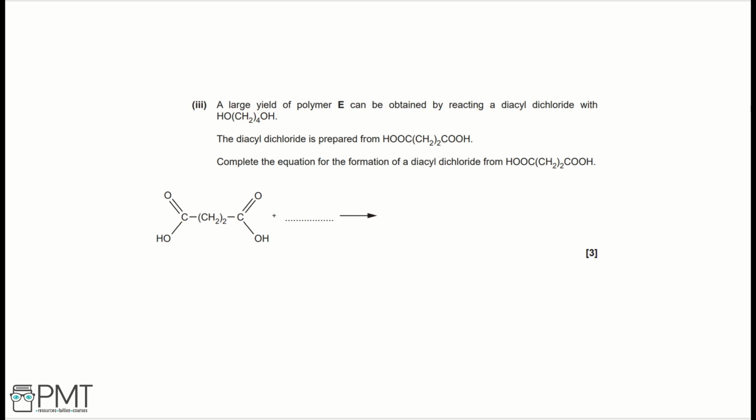So the reagent that you need from going from a carboxylic acid to an acyl chloride is SOCl2. And because we're making a diacyl dichloride, that means we need 2 of these. So an acyl chloride has a double bond carbon and then a Cl. So what happens when you go from a carboxylic acid to an acyl chloride is the OH is replaced with a Cl or a chlorine. But the rest of the structure stays the same.